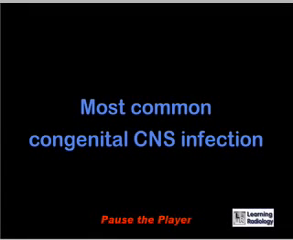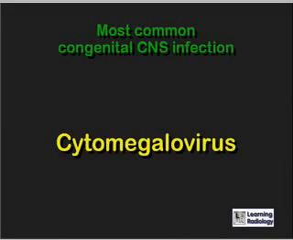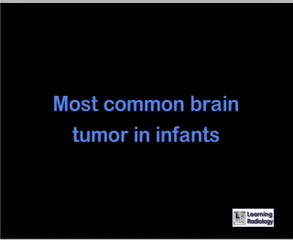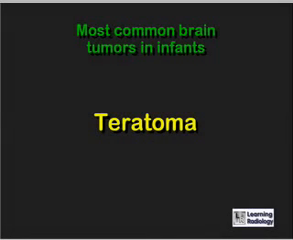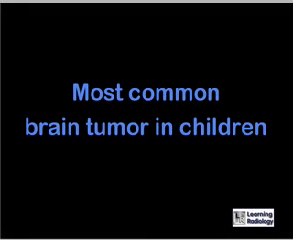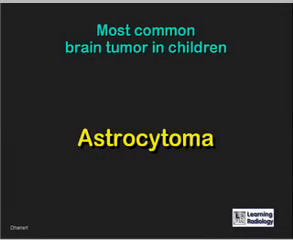What is the most common congenital CNS infection? Cytomegalovirus. What is the most common brain tumor in infants? Teratomas. What is the most common brain tumor in children? An astrocytoma.